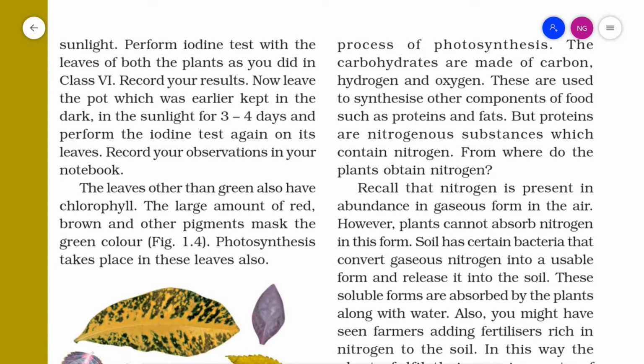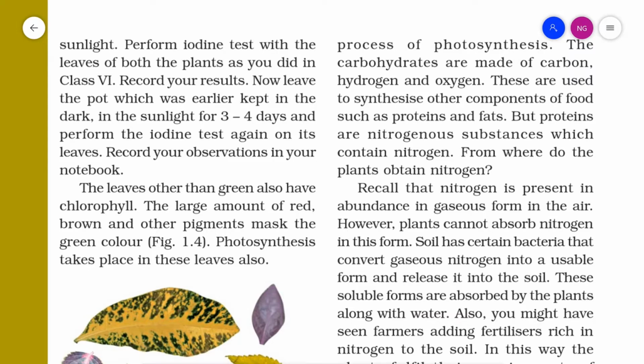Once you perform the iodine test, the leaf which was under the sunlight will turn blue-black in color. That indicates the presence of starch in the leaf. That means photosynthesis has taken place in that particular plant.